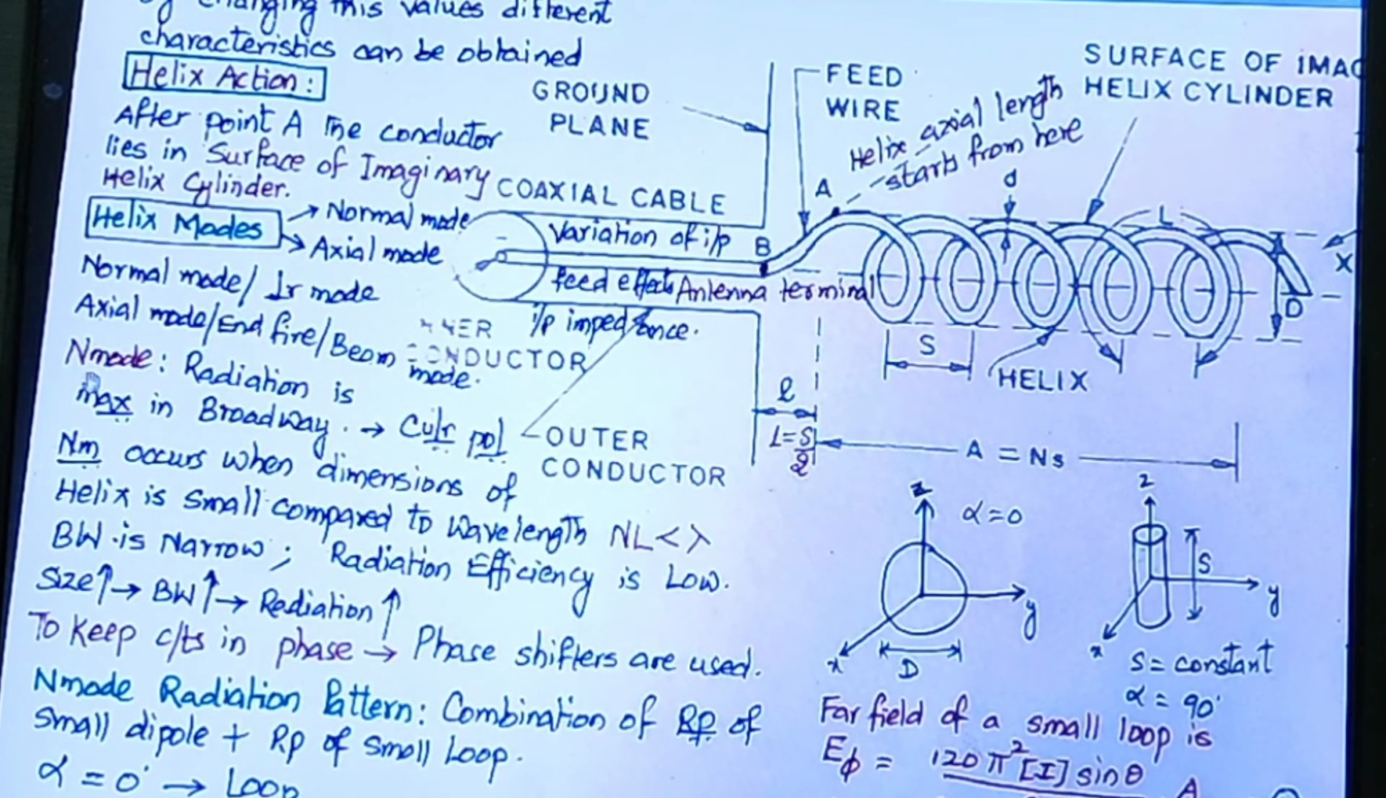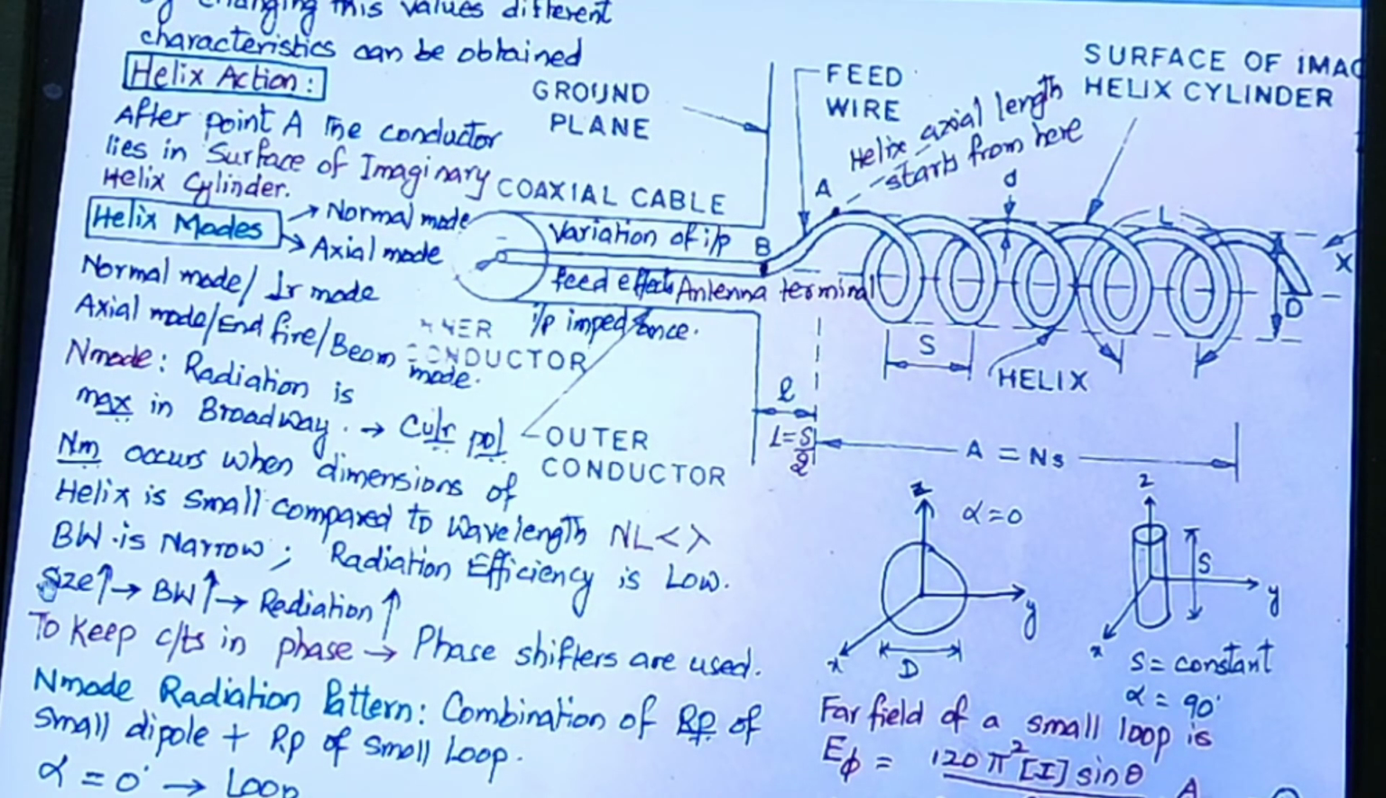For normal mode, I have written my own notes for my understanding. I have written it as N mode, but actually it is normal mode. In normal mode, radiation is maximum in the broadside direction, that means the perpendicular direction. And circular polarization is implemented. Normal mode occurs when the dimensions of the helix are small compared to the wavelength. So, the condition is NL less than lambda. What is N? Number of turns. What is L? Length of one turn. If the product of these is less than the wavelength, then only the normal mode of the helix will be operational.